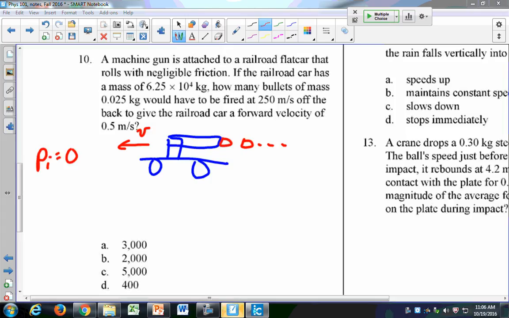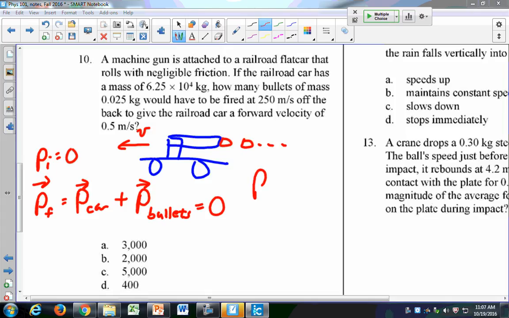And the final momentum has 2 parts. It has the momentum of the car, and it has the momentum of the bullets. And I know that these have to add up to equal 0 because momentum is conserved. And so if my initial momentum was 0, my final momentum has to also be 0. Because momentum is conserved, momentum at the top and momentum at the bottom have to equal 0. So that tells me that these two, since they have to add up to equal 0, have to be equal but opposite. So the momentum of the car has to equal the momentum of the bullets.